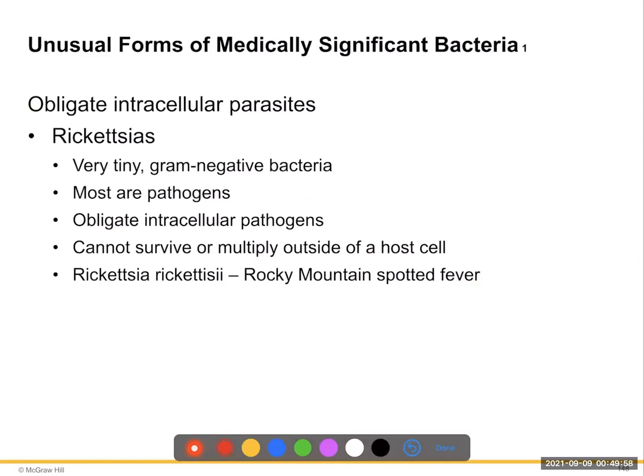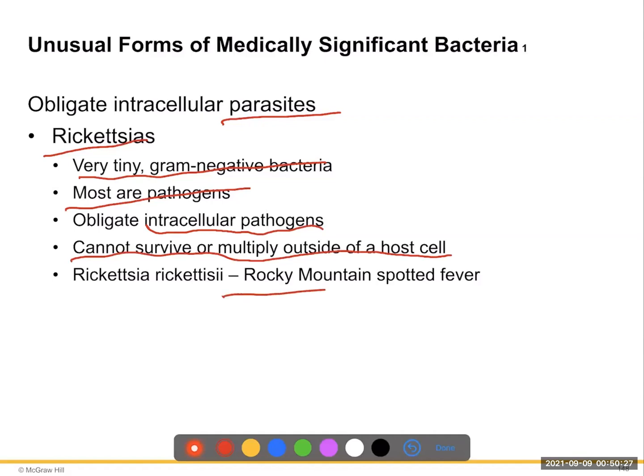Obligate intracellular parasites, which means they live within the cells of their host. Rickettsia is a very thin gram-negative bacteria. Most of them are pathogens, they cause disease. And they're intracellular pathogens. They live within the cells. They cannot survive or multiply outside the host cell. So if they're exposed to a tabletop, exposed to air, they die. They live inside the host cell. Okay? And they cause Rocky Mountain spotted fever, rickettsia.